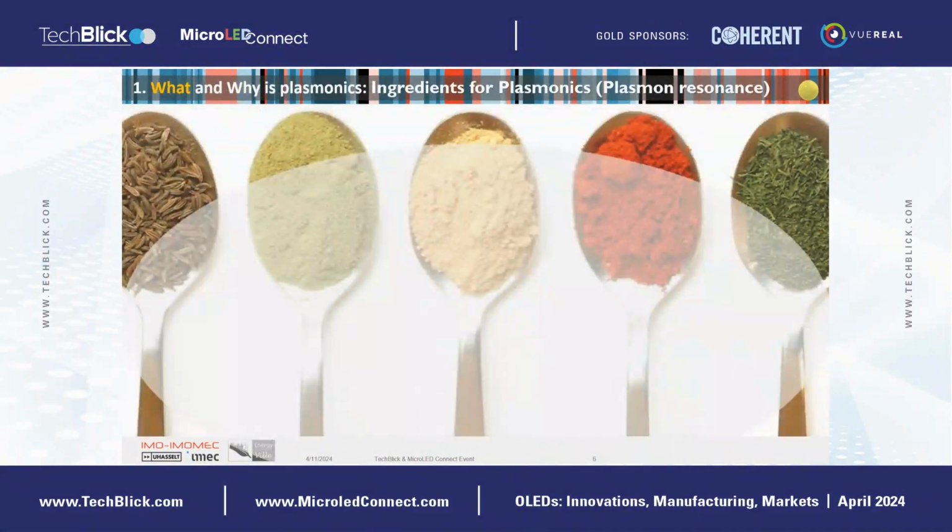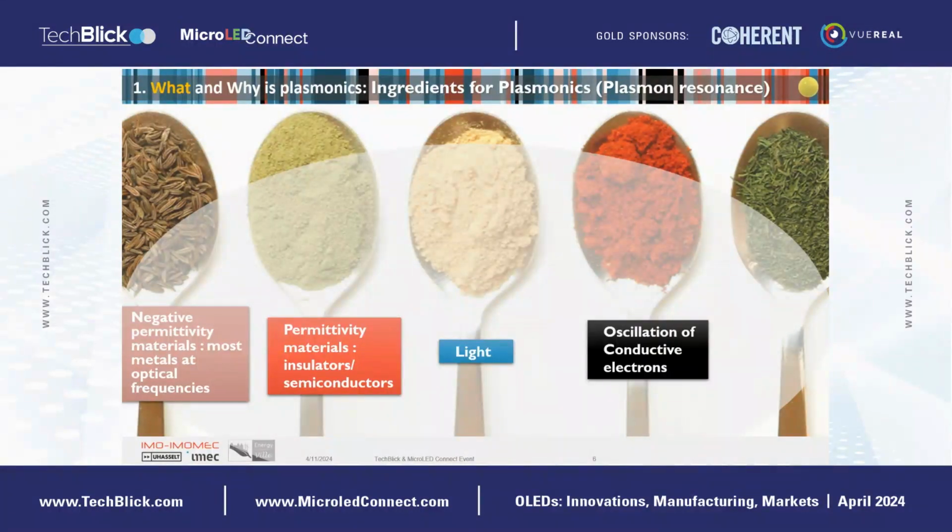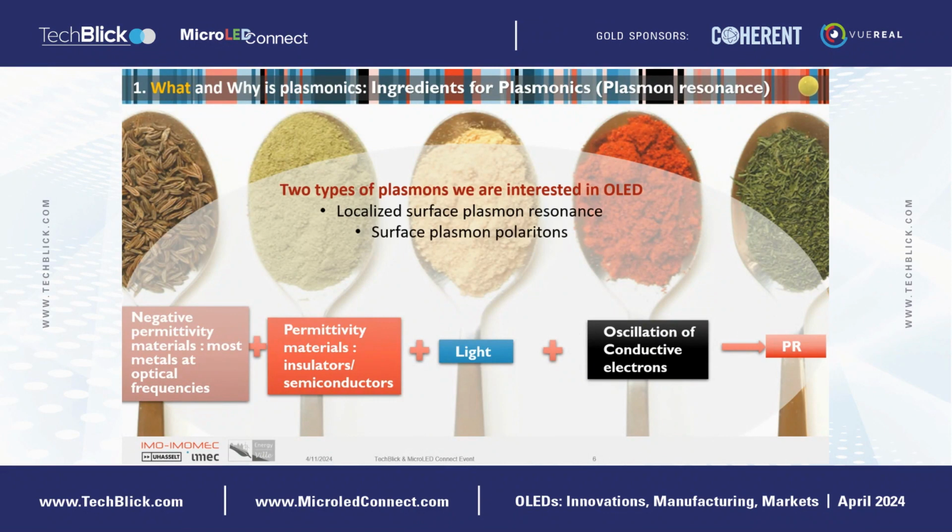So to answer the first question, we have something known as ingredients for plasmonics, and this could be negative permittivity of the material, which is mostly metals at optical frequencies, and the real permittivity materials, which are insulators, semiconductors, or even air. And we need to have light. And finally, oscillation of conduction-free electrons. When we put together everything, we'll have plasmon resonance. So to answer the next question, what types of plasmons are we interested in for OLED? We'll be talking about localized surface plasmon resonance and surface plasmon polaritons.